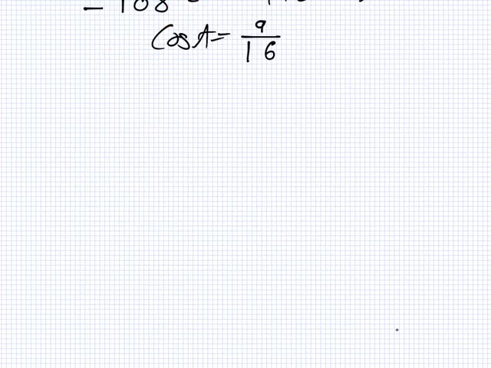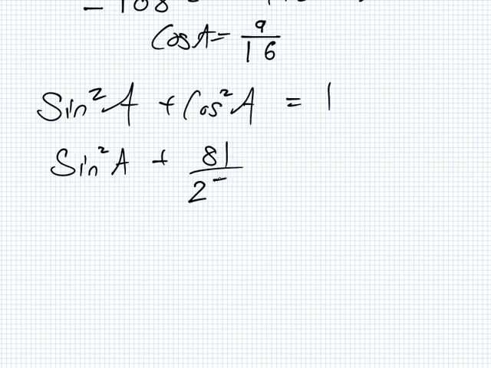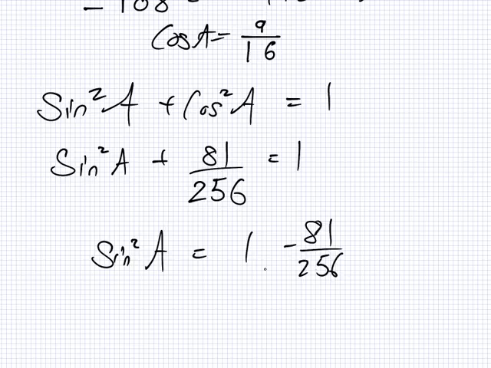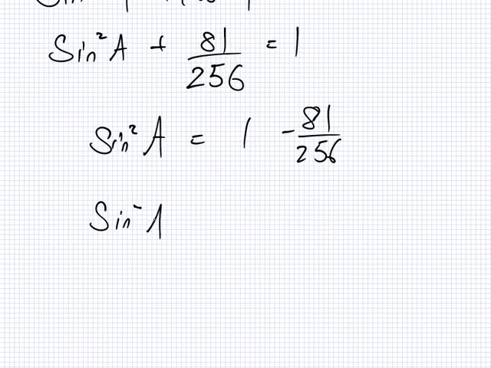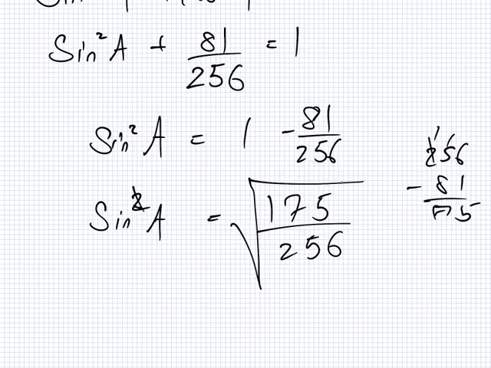Okay, so it actually isn't as bad as it seems, because if you just remember that sine squared A plus cos squared A equals 1, then you can have sine squared A plus 81 over 256 equals 1. So that means sine squared A equals 1 minus 81 over 256. No, we don't need a calculator. We can do it in our heads. That's 256 minus 81, which is 175 over 256. So sine A is the square root of that.